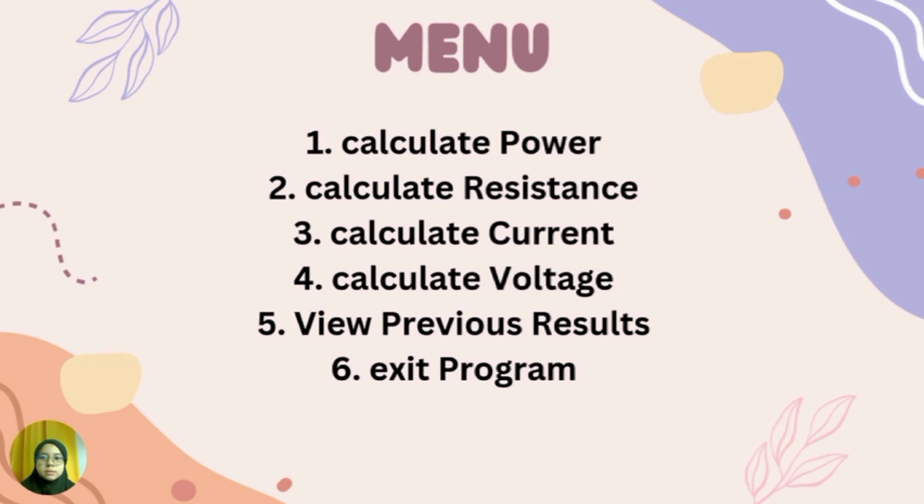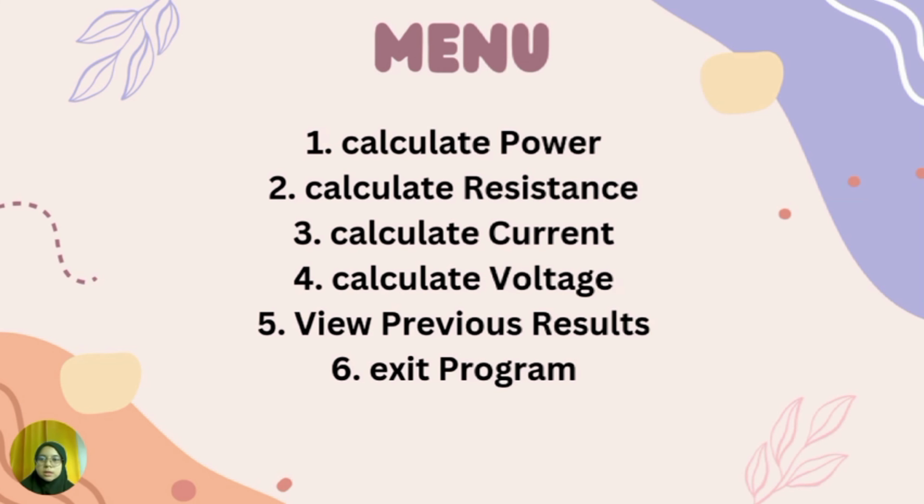Next, for the resistance, current, and voltage, we are basically using the Ohm's law formula. For resistance, we're using the formula R equals V over I. The user will enter the voltage and current, so the program will calculate and display the resistance in ohms. For current, the user will provide the voltage and resistance values, so the program will output the current in amperes.